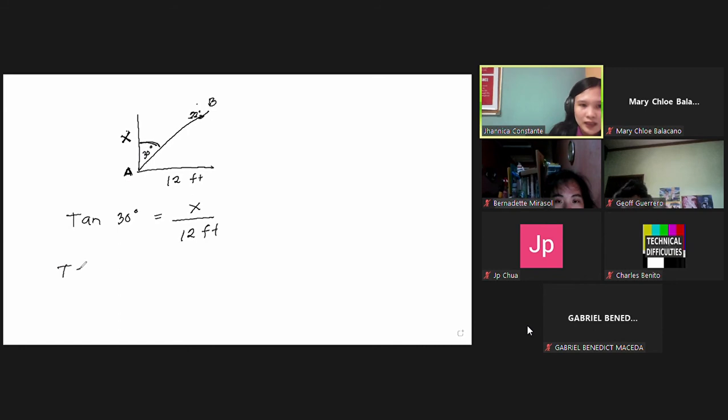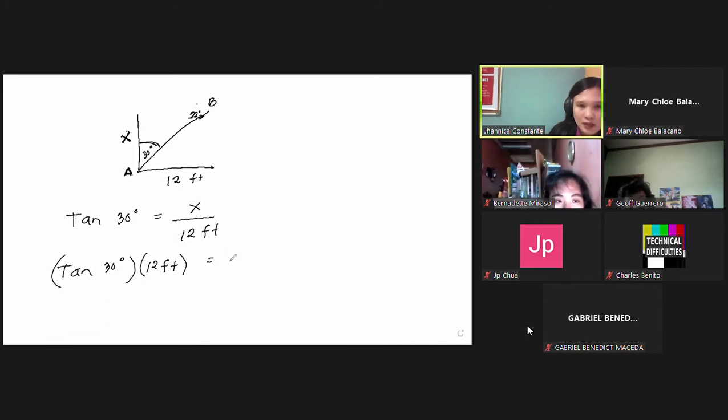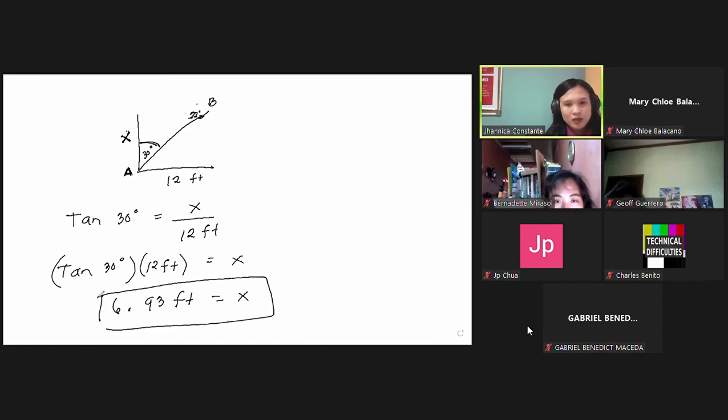So tan 30 degrees times 12 is equal to the height of the sculpture. Tan 30 degrees times 12 feet is equal to 6.93 feet. So that's the height of the sculpture from its base.